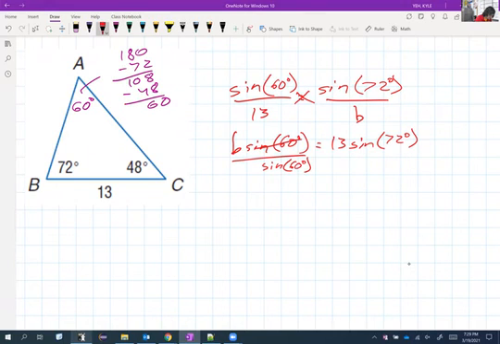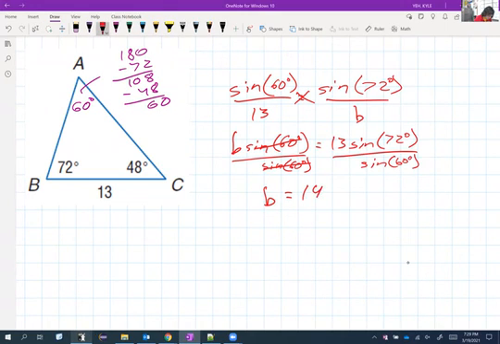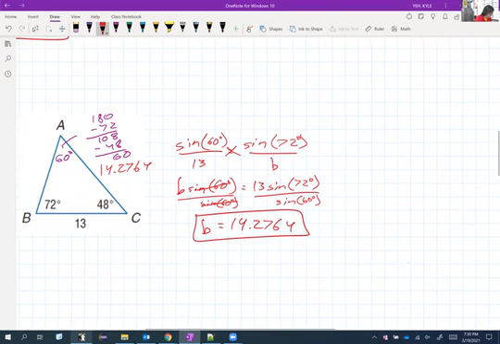Divide by sine of 60. B equals side length B. I'm hoping for something larger than 13. 13 sine of 72 divided by sine of 60 equals 14.2764, which matches my prediction. It is greater than 13. I should now be able to find the smallest side because it's across from the smallest angle.